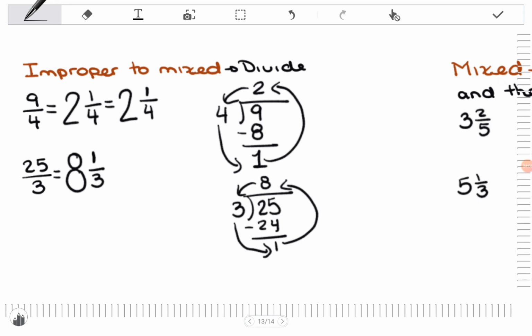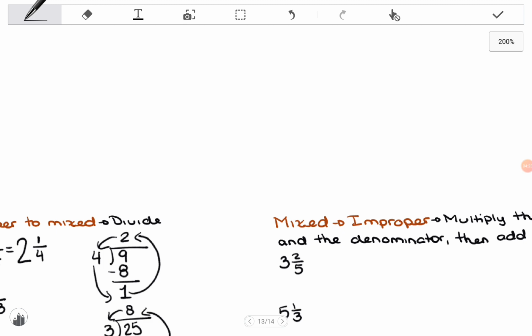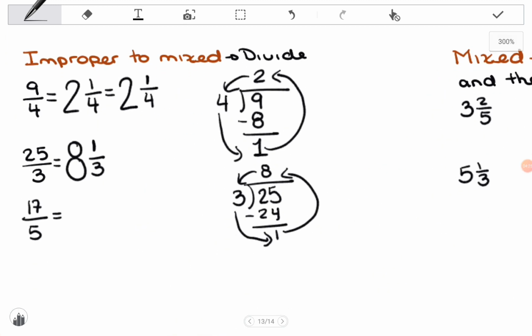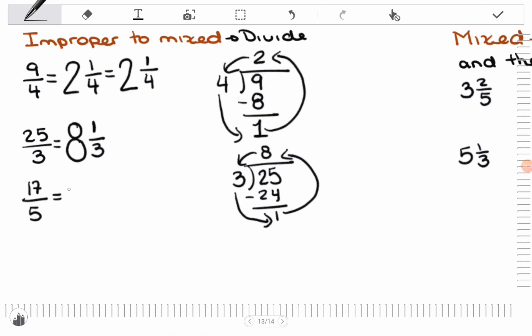Easy. Let's do another one, just in case. 17 divided by 5. Okay, let's do it like this. So, the short way, how many times does 5 fit in 17? Or 5 times what is close to 17? So, it's 5 times 3, right? Because 5 times 3 is 15.